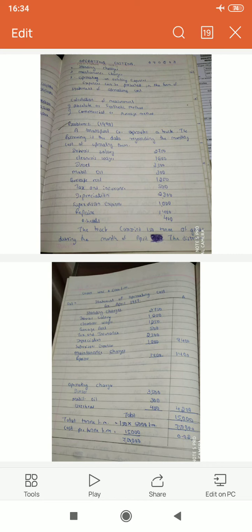Then next one, supervision expense. Supervision expense, definitely, can also be categorized under the caption standing or fixed charge. Then next one, repairs. Under which head would it be prudent to categorize the cost of repairs? The cost of repairs can be put within the purview of maintenance charge, because only to ensure proper maintenance of the vehicle, every now and then we have to get our vehicle repaired.